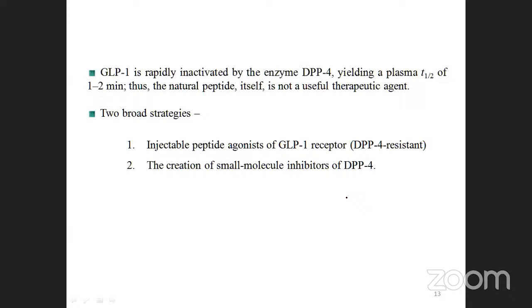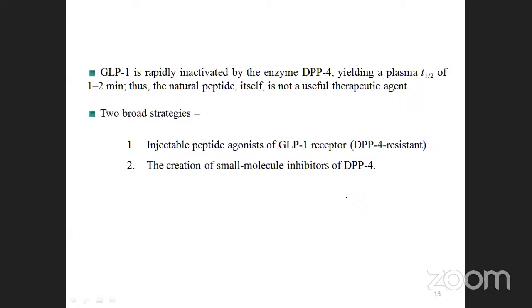These are the strategies that control or stimulate insulin secretion and lower hyperglycemia. GLP-1 is rapidly inactivated by DPP-4, yielding a plasma half-life of 1 to 2 minutes. A certain bolus of GLP-1 is released in the blood, but it stays only for 1 to 2 minutes because there is an enzyme called DPP, and its isoform is 4.